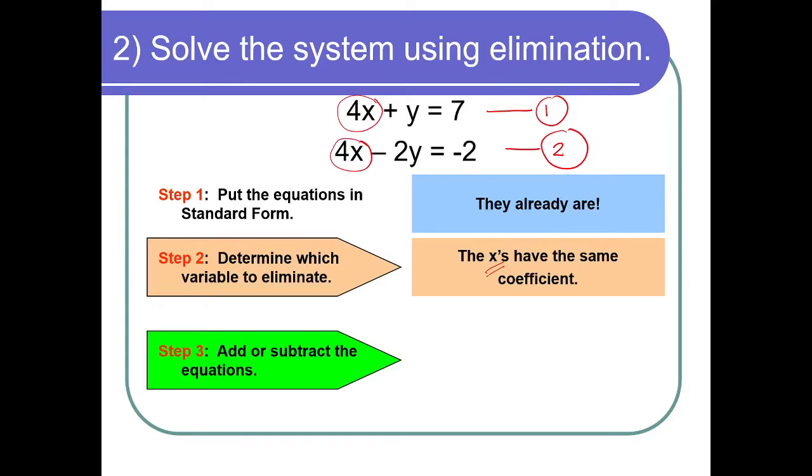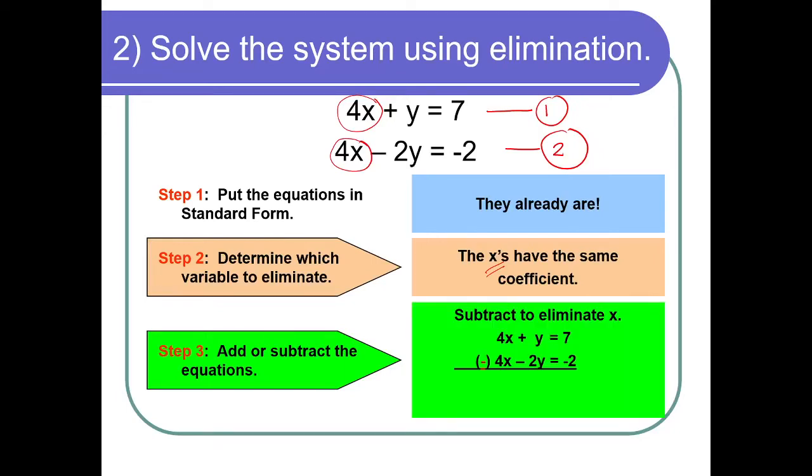So therefore, this time, I will be subtracting. So when I will be subtracting this, I will be distributing the sign now. Distribute the negative sign. So therefore, this becomes 4x plus y equals 7. Nothing happens to the first equation. The second equation, you change all the sign.